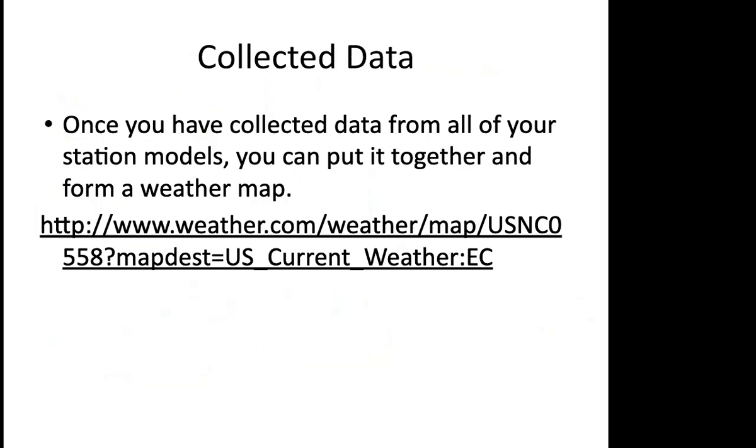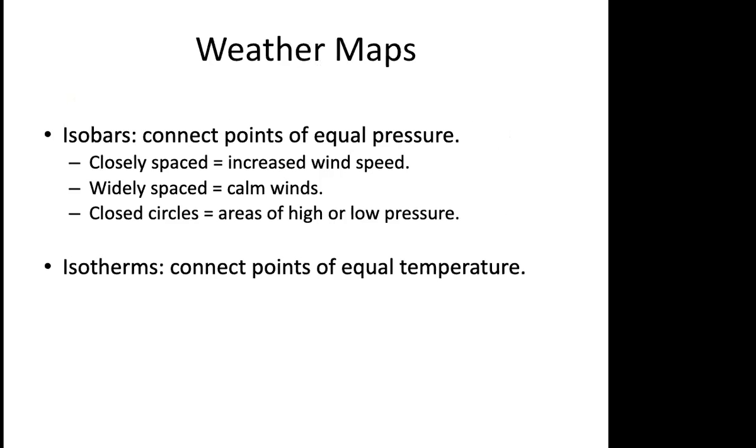So once you collect all the data from all your station models, you can put them together and form what is known as an actual weather map. Okay, and I'll show you this in a minute. So we've already talked about isobars and isotherms. Remember when I had the map pulled up when we saw the circles, and you actually had to do one of those as an assignment. So we talked about how close they are together or how far they are apart.